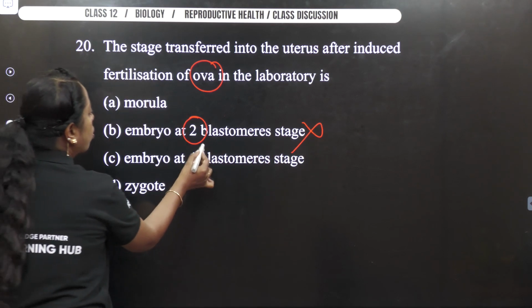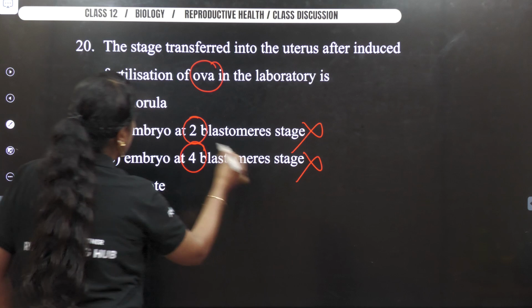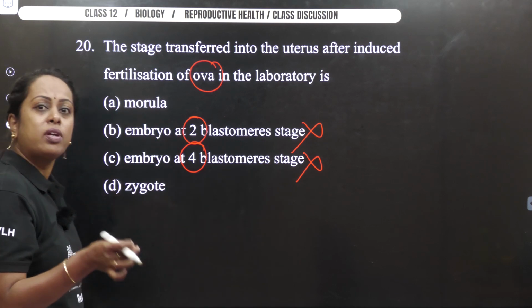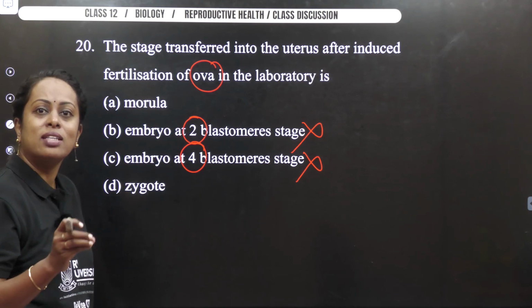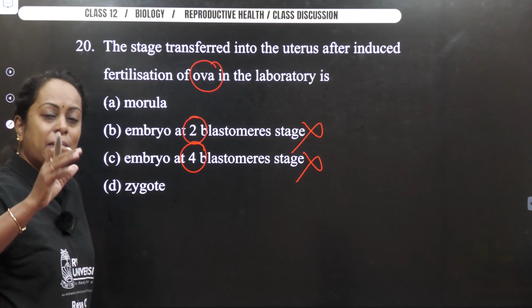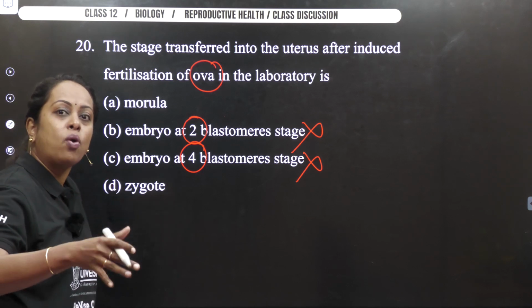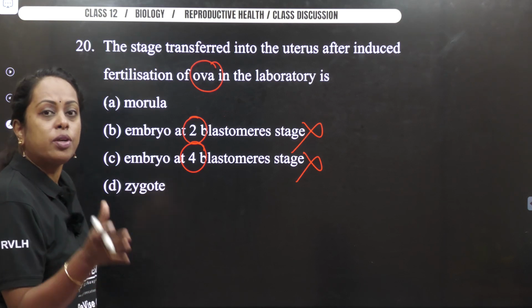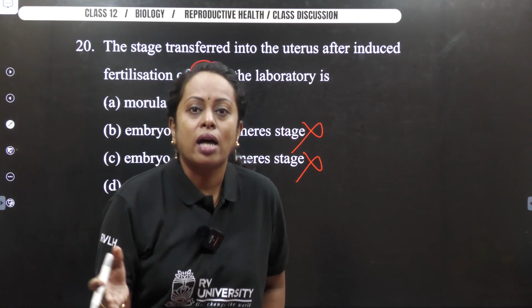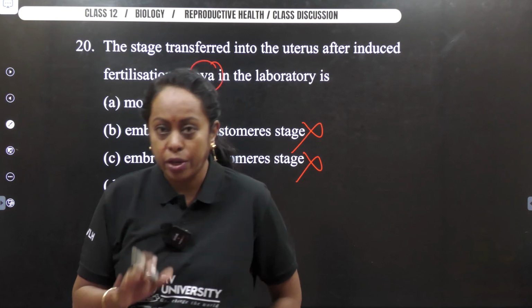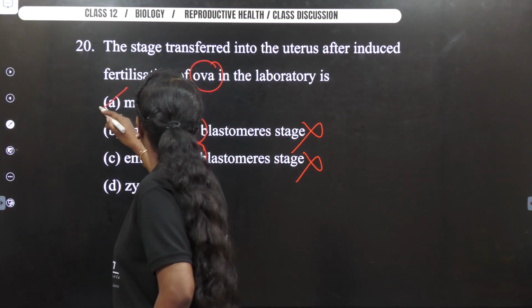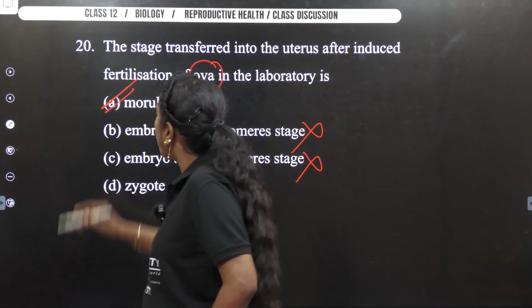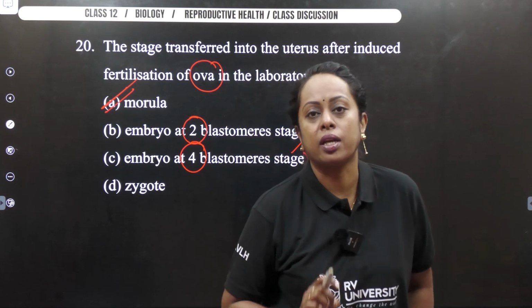Let us check. It's not going to be embryo with 2 blastomeres. Wrong. It's not going to be with 4 blastomeres. Now you have 2 options. After in vitro fertilization, the cell stage is called as zygote. But we wait until the zygote is going to multiply, form a cluster of cells. If it is morula, we are going to transfer it into the fallopian tube. So thereby the answer becomes what? Morula. So mark your option as morula for this particular question.